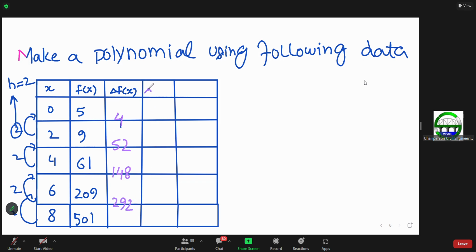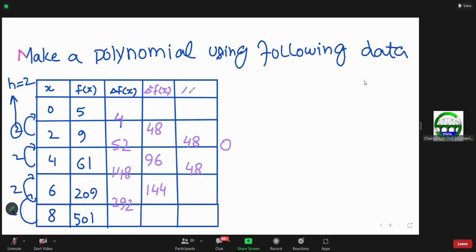And then del square f of x. What is del square f of x? So 52 minus 4 is equal to 48. Great. And next, 96. Correct. And then 144. Great. You guys are awesome. Okay. And next, this one 96 minus this one 48, and then 144 minus 96 is equal to 48 again. And then it will be 0, right?